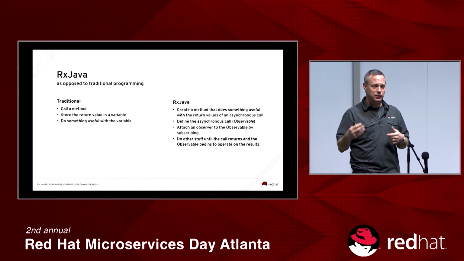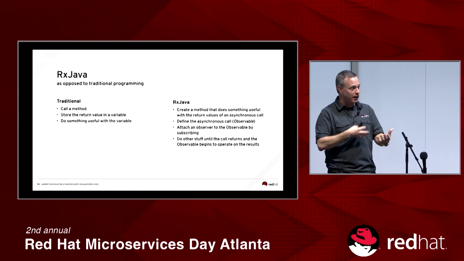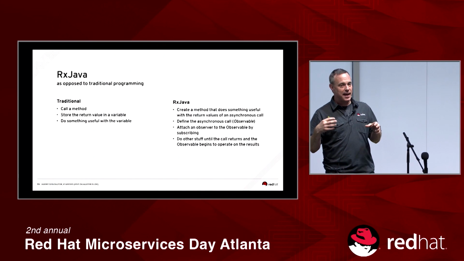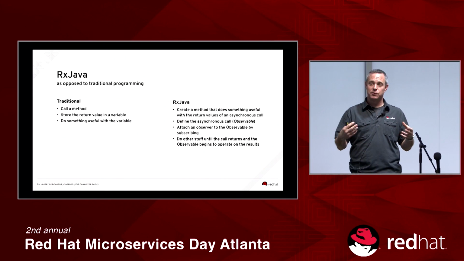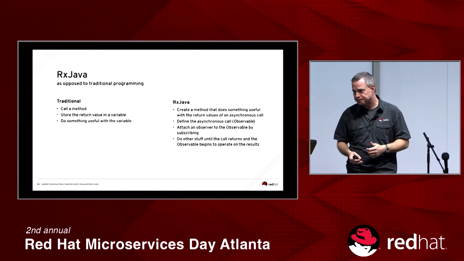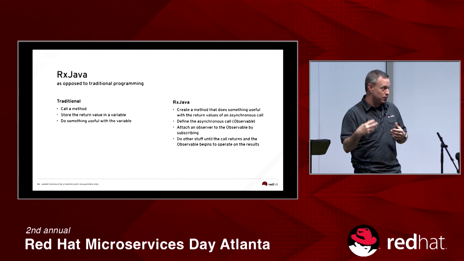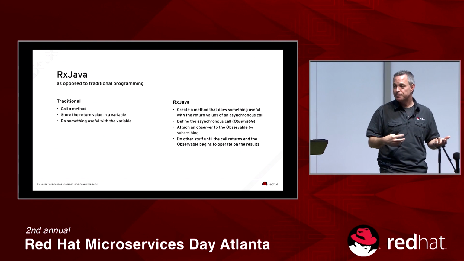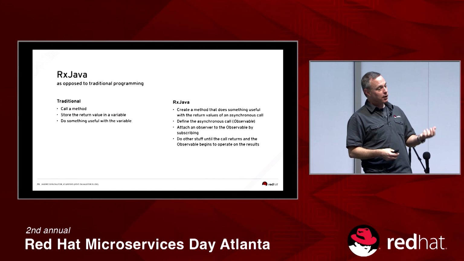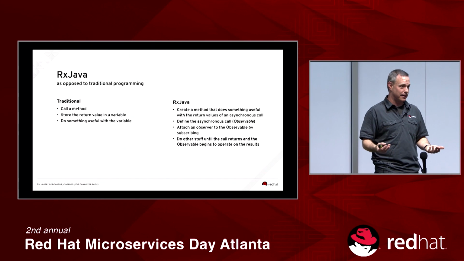In Reactive, it's a little bit different, right? So first, you create a method that does something useful, right, with the data you're going to get back. And then you define an asynchronous call, and that's an observable. Observable is the key word when you're talking about RxJava. Then you attach an observer or a subscriber. You subscribe to that observable, and then you do some other stuff until you get your answer back. And observables are lazy. They don't do anything until they actually get some data back.